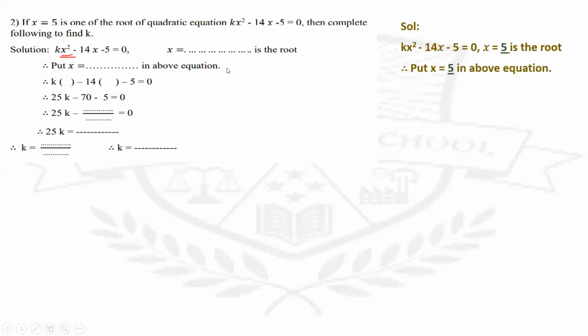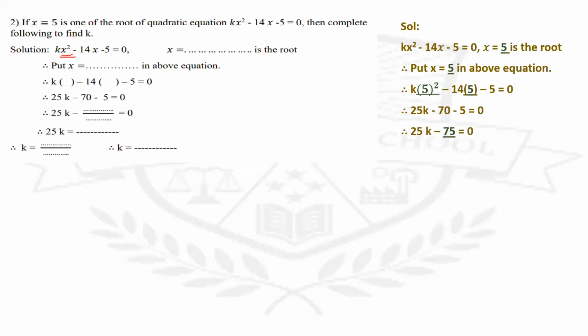So in the first blank, you'll put that as 5. Now put x = 5 in the above equation. They ask you to put x = 5. So once you put that, again, there are two blanks in that. Understand? So you're filling those blanks. It is k × 5² - 14 × 5 - 5. So the next step is already solved for you. 25k - 70 - 5 = 0. You'll get that as 25k - 75 = 0.